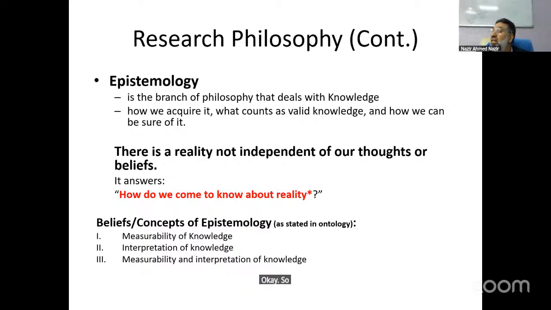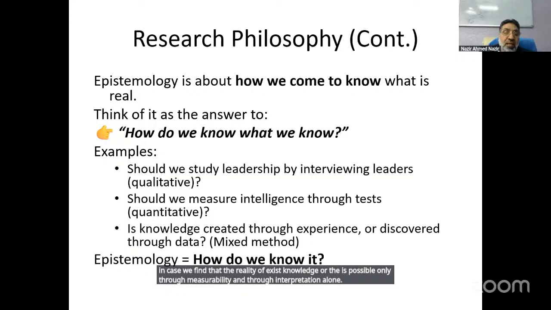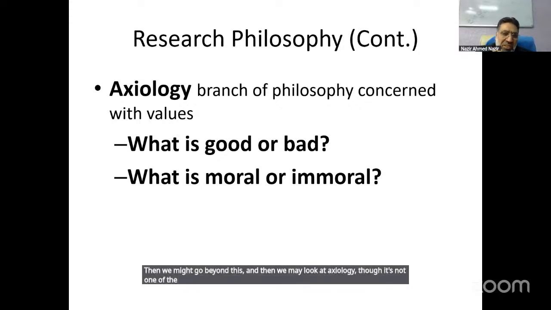So the thing is, therefore, we might do a mixed method kind of research in case we find that the reality of knowledge is possible only through measurability and through interpretation together. Then we might go beyond this and look at axiology, though it's not one of the important ones, but some suggest that it is one of the forms of research philosophy. Otherwise, the most important components that we talked about are ontology and epistemology.